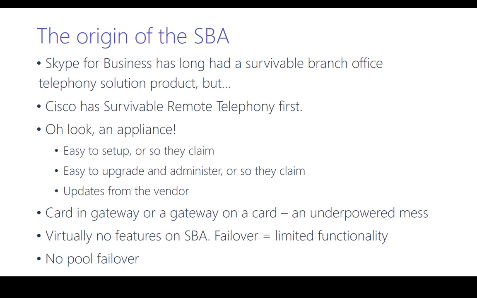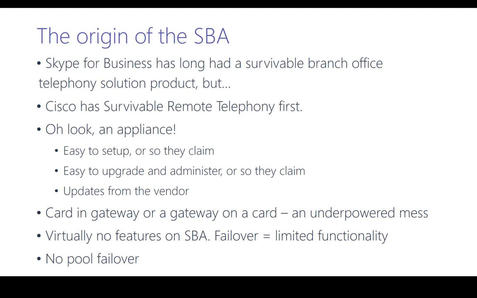Maybe paired is a bad word, but configured with or associated with. The failover methodology, if the SBA went down, is the user went into a limited functionality mode and then contacted the main pool for services. If the WAN to head office went down, a bunch of those services were unavailable, and the user was in that limited functionality mode as well, but did have telephony available to them.